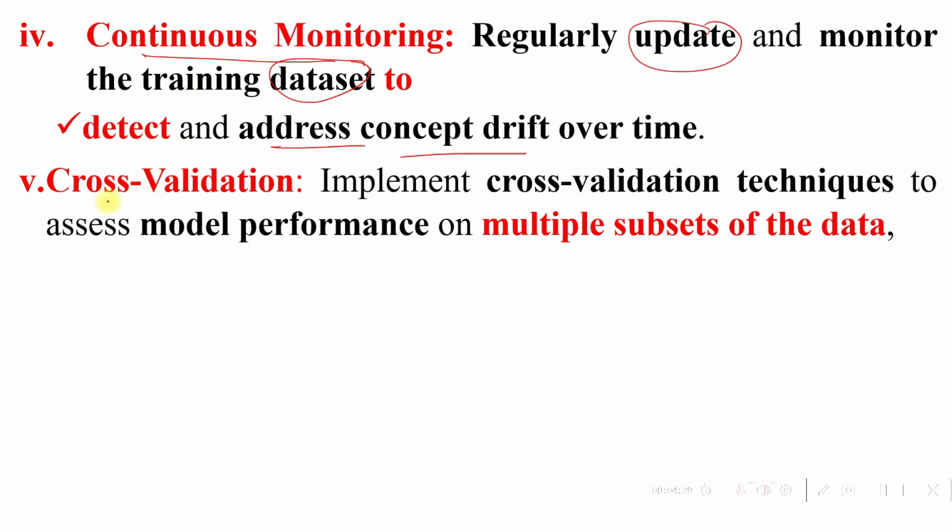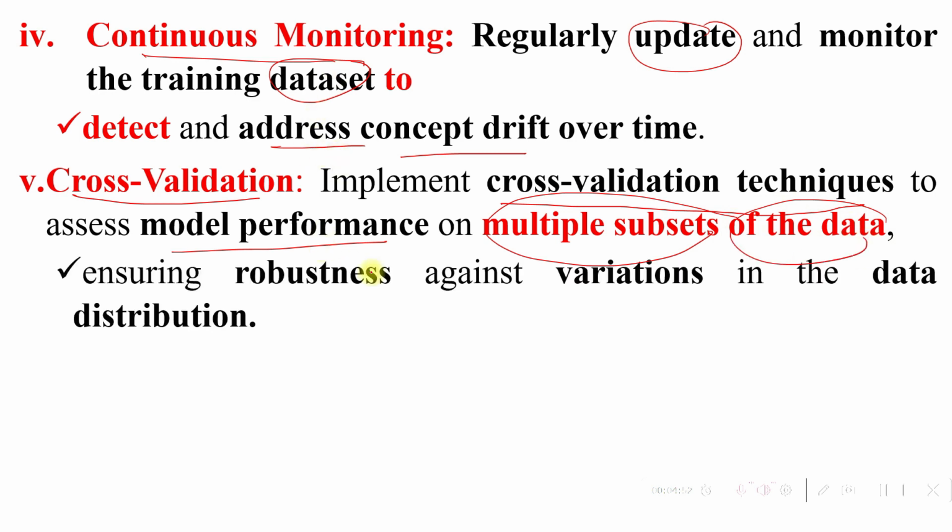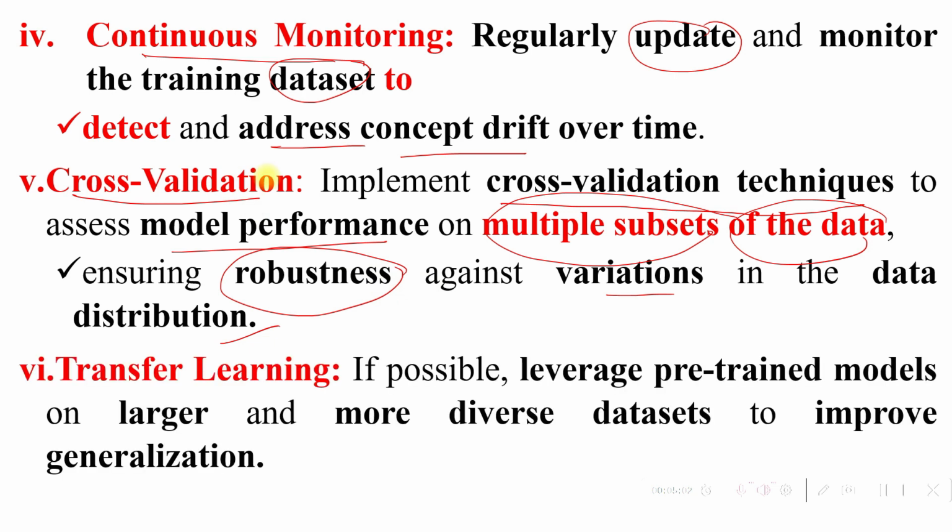The fifth is cross validation. Implement cross validation techniques to assess the model performance on multiple subsets of data to ensure robustness against variations in the data distributions. To overcome the variations in data distributions, we have to apply cross validation. The sixth is transfer learning. If possible, leverage pre-trained models on larger and more diverse data sets to improve generalization.